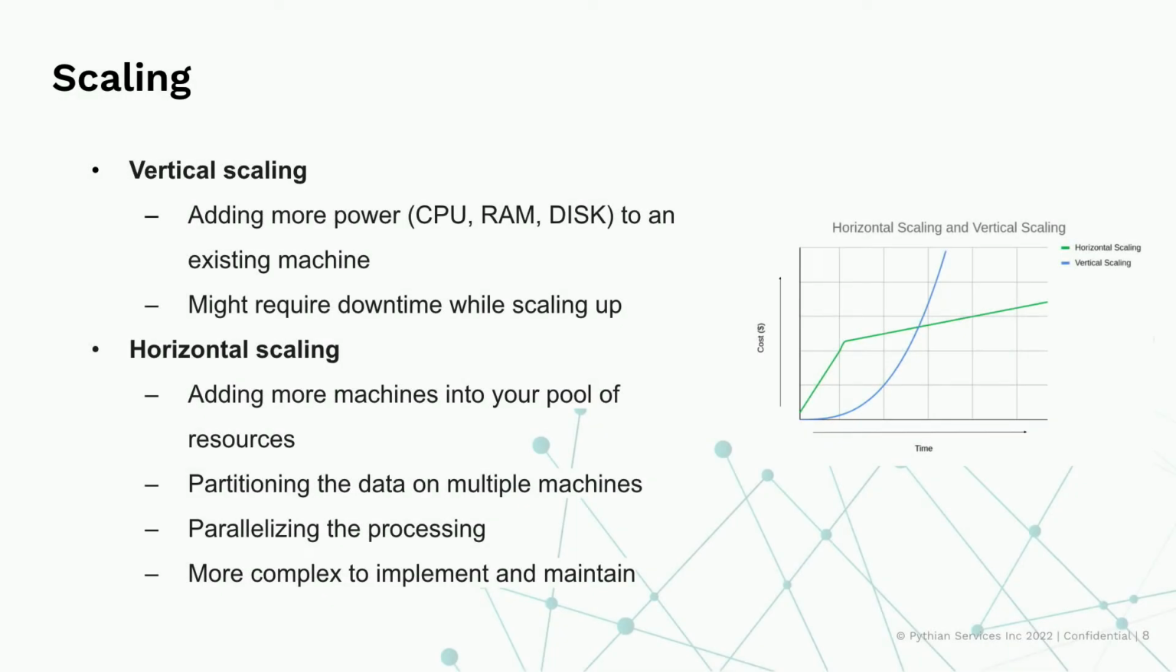And by doing that, you have basically infinite chances that you can scale, because in the existing pool of resources, you can just extend and add, parallelize the processes. The horizontal scaling is more complex to implement, but it's more cost effective.